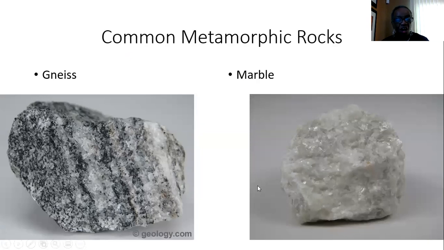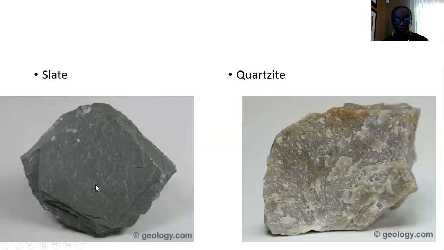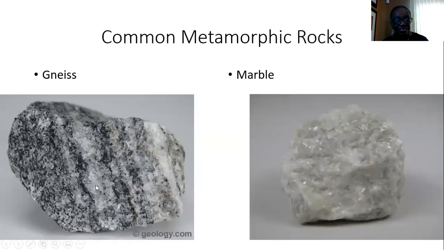So on the left of the screen, when you see these pictures, and here I go again, those are the rocks that will have foliated texture or the banded appearance. The ones on the right will be the ones that are non-foliated. When I talk about the name of the rock, I will also tell you what its parent rock is.